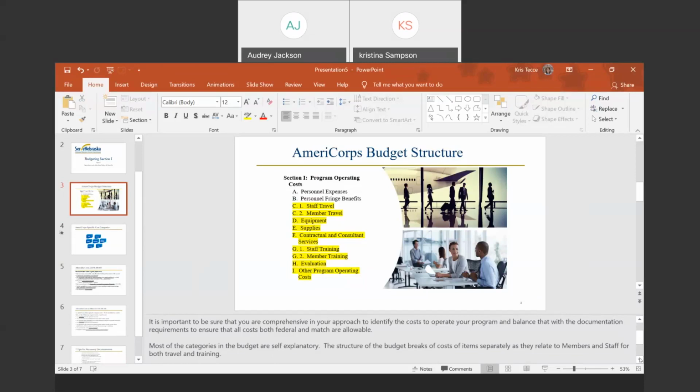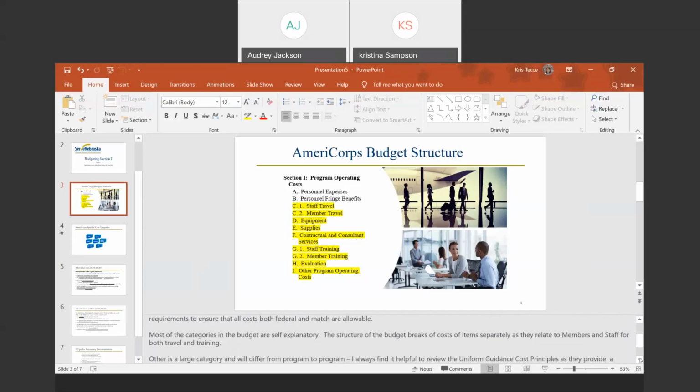Most of the categories in the budget are self-explanatory. The structure of the budget breaks down cost items as they relate to member and staff for both training and travel. So that's another key in looking at. You want to make sure that your accounting system is aligned to separate staff travel and member travel, because you will have to report that separately every single month if this grant is funded. The same thing you'll see G1 and 2, staff training and member training.